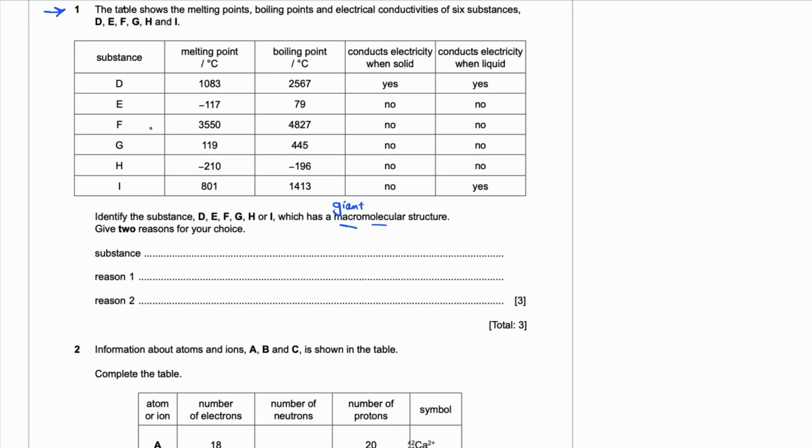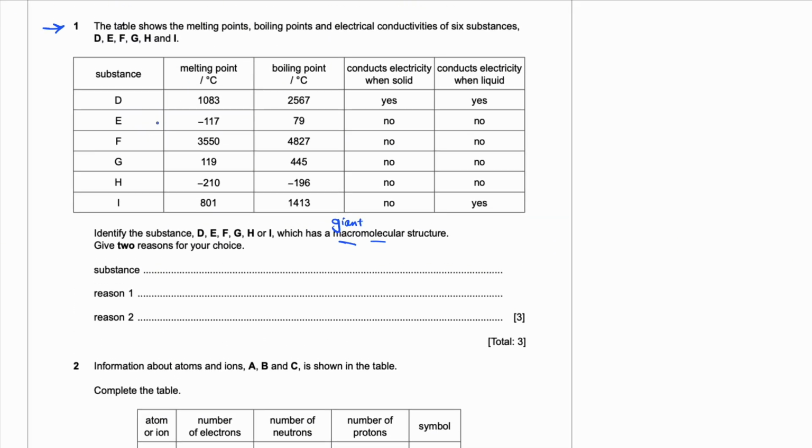So if you look closely at these substances, you're going to exclude I, because as you may see, low melting and boiling points, and also you may exclude H and G, because relatively G has lower melting and boiling points. So we're left with 3 options, maybe D, maybe F, or I. If you look at D, yes, it has high melting and boiling points, but it conducts electricity when solid or liquid. So that's giant metallic.